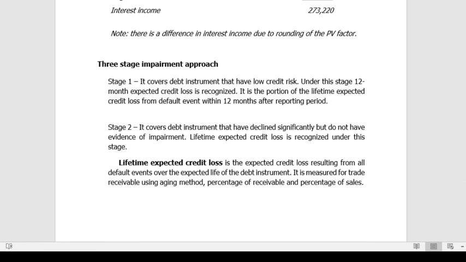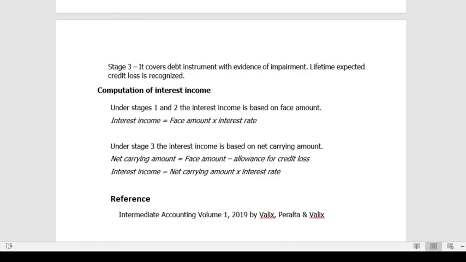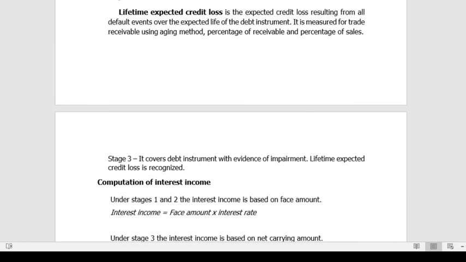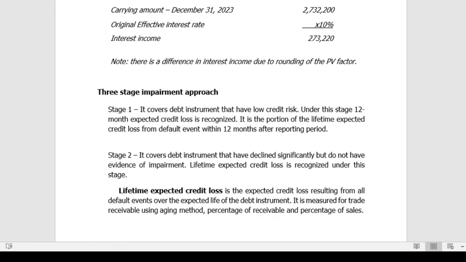Okay. The three-stage impairment approach, I think this will be for your reading. Stage 1, Stage 2, and Stage 3. So I think that ends the discussion on loan receivable and related impairment losses. So I hope this helps you while you are studying the modules uploaded.